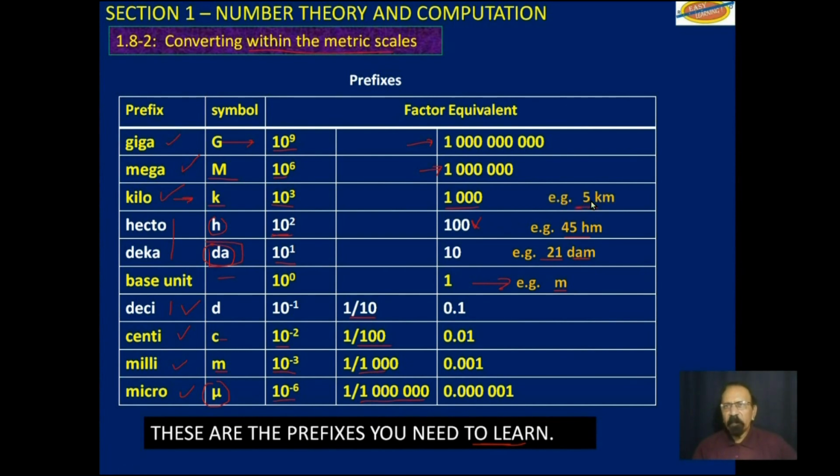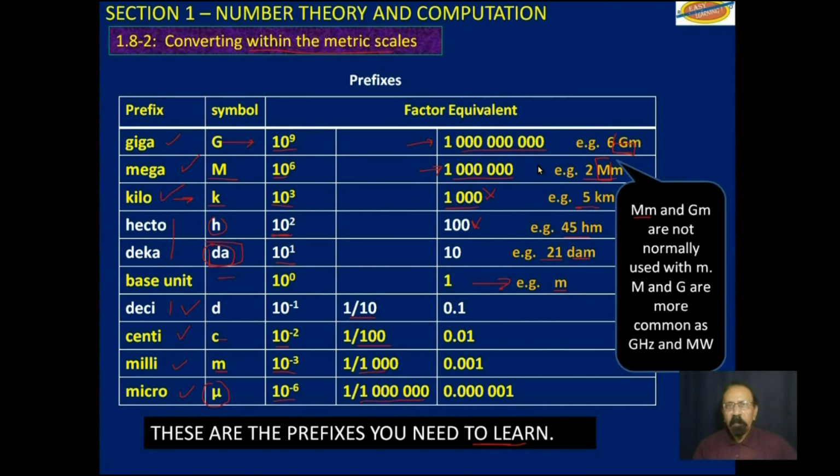And you have 5 kilometers, that's 5 times 1,000 meters. 2 megameter, that is 2 million. This M actually means million, mega. And 6 gigameter, that G means billion. But megameter and gigameter are not normally used with meter. Mega and giga are more commonly used as gigahertz and megawatts.